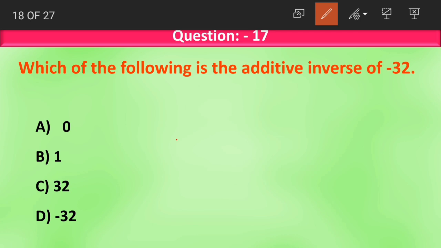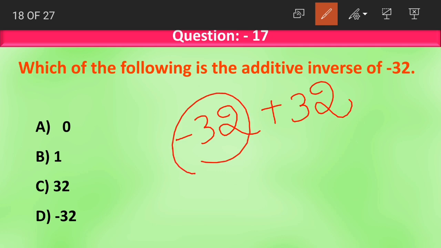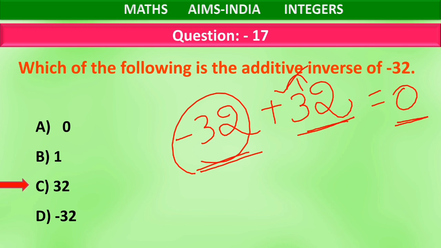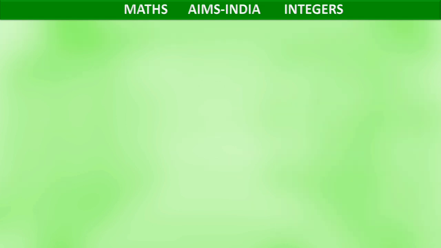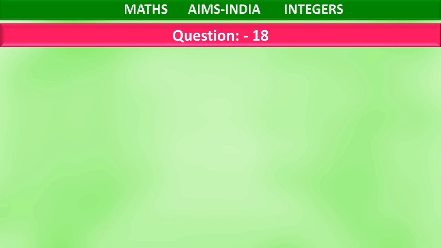So here the question is minus 32. What will its additive inverse be? Its additive inverse will be 32. And how do we check whether our answer is correct or not? When we add a number and its additive inverse, the answer should be 0. 32 minus 32 is equal to 0, right? So when we add a number with its additive inverse, its answer should be 0. So here 32 is the additive inverse of minus 32. Option C.